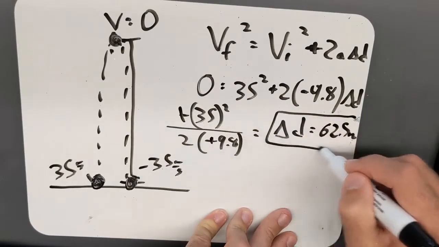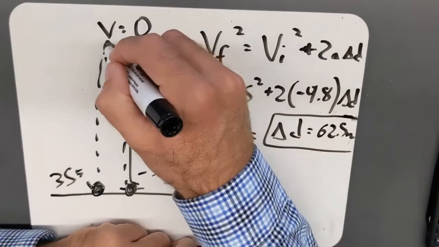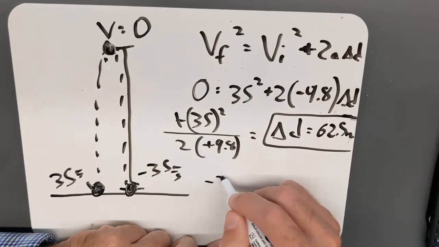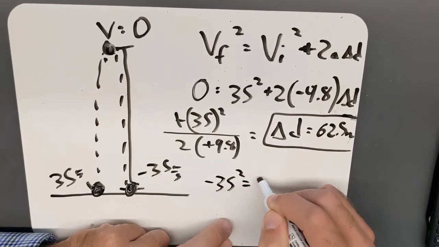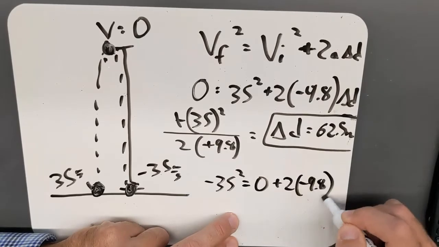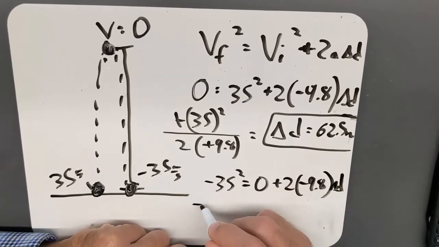We're good to go. Now, if we drop it from the top, which is a totally valid way of doing it, that would just mean we're going from here to here. So our final velocity is negative 35 squared equals an initial velocity of 0 plus 2 times negative 9.8 times delta D. We can see this is essentially going to be the same equation.